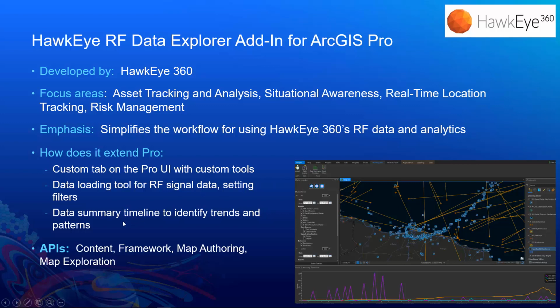And then they've provided this summary timeline to identify trends and patterns of the data that's been available in the visible extent. So it's a very interesting tool, and they've taken advantage of a number of the different APIs in the SDK that have been made available. They've definitely taken advantage of content and working with and interacting with data that gets pulled in and used on top of Pro and how it's used here. As well as the framework category, they've used the map authoring and map exploration APIs.